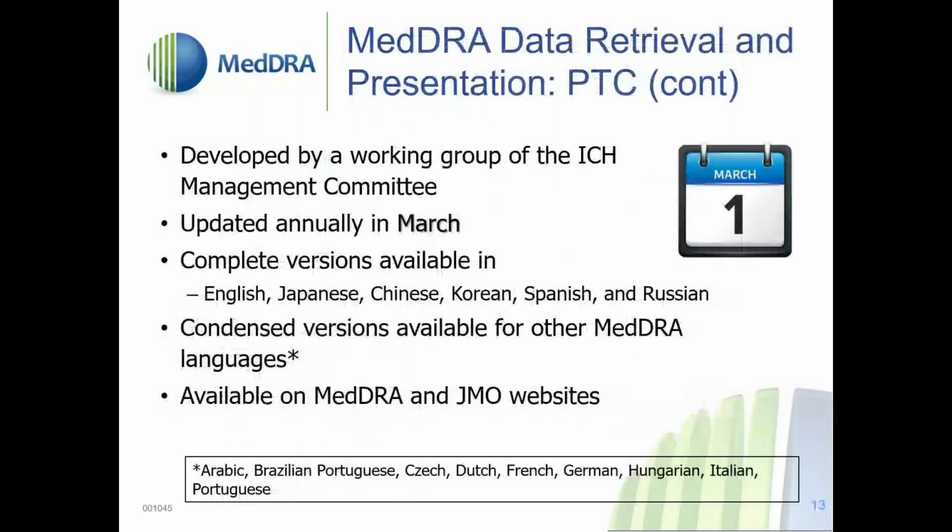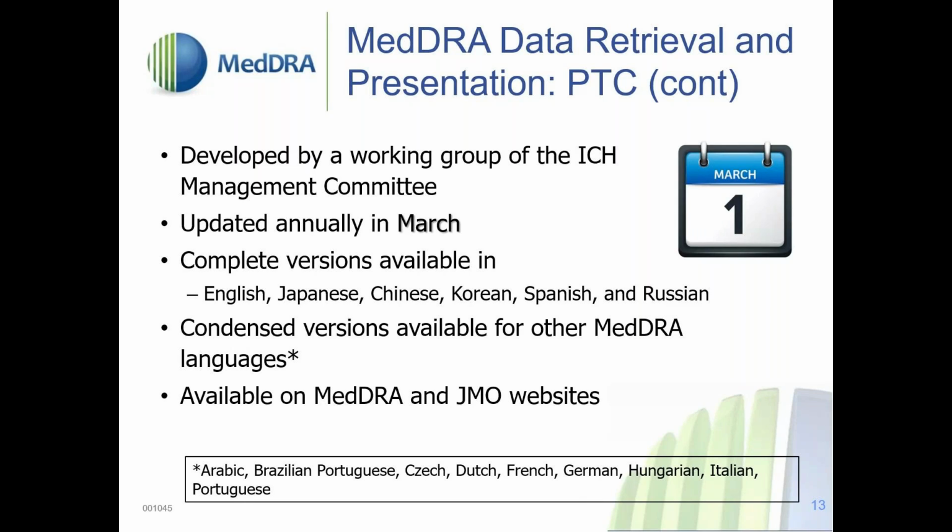The PTC documents are developed and maintained by an international expert working group, which is appointed by the ICH Management Committee, and it includes members from regulators and industry of all the ICH regions. The MSSO and the Japanese Maintenance Organization, or JMO, are represented. And please note that this group does not only provide the guidance document for data retrieval and analysis, but also additional documents that provide guidance for operational coding, as well as a companion document with more examples.